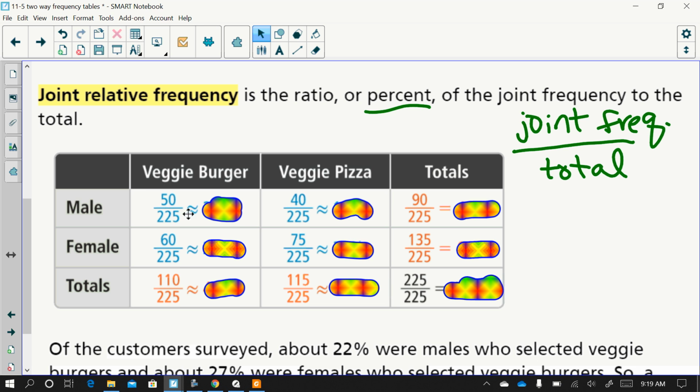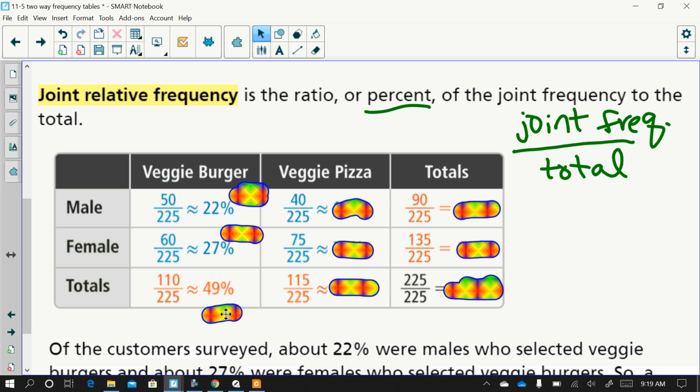I had 50 male veggie, so 50 divided by 225, throw that in the calculator, you get 22%. You can round to the nearest percent. Female veggie, we take 60 out of 225, 27%. Veggie burger, we had 110 total out of the 225, which gives me 49%.